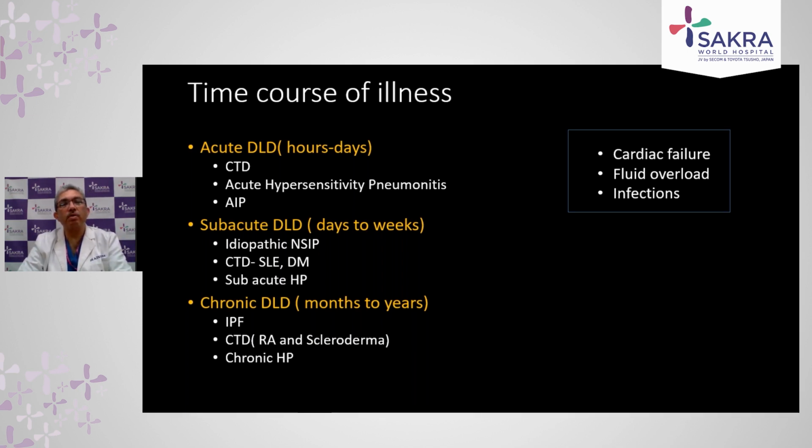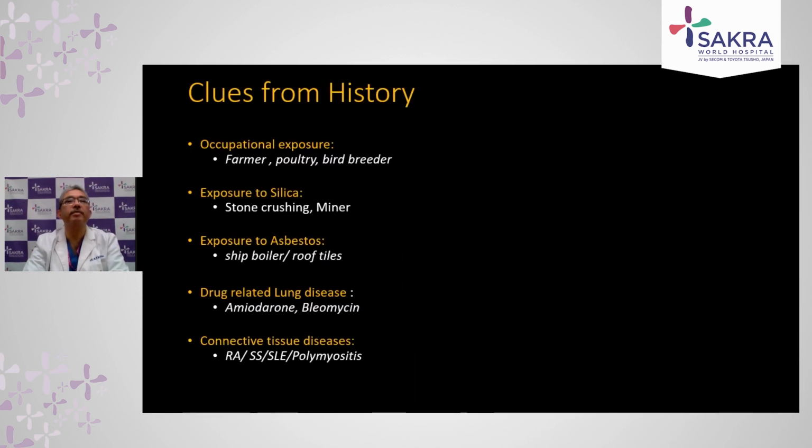Chronic DLDs are those conditions which present with a history of more than 6 months to a year. So if a patient is elderly and has cough, breathlessness over more than 6 months to a year duration, idiopathic pulmonary fibrosis would figure very high in the differential diagnosis. Connective tissue diseases like rheumatoid and scleroderma involve the lung in a very slow manner and can present with chronic diffuse lung disease. Similarly, exposure in farming activities over years can cause chronic hypersensitivity pneumonitis.